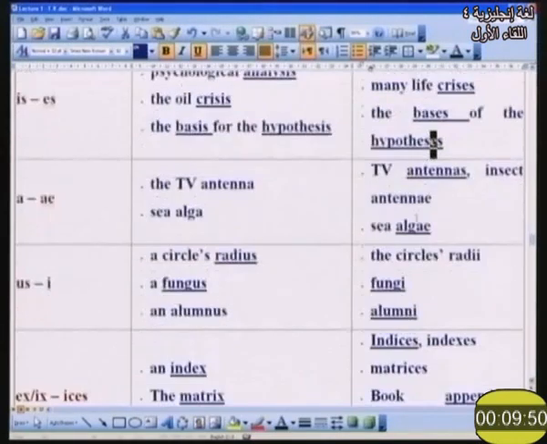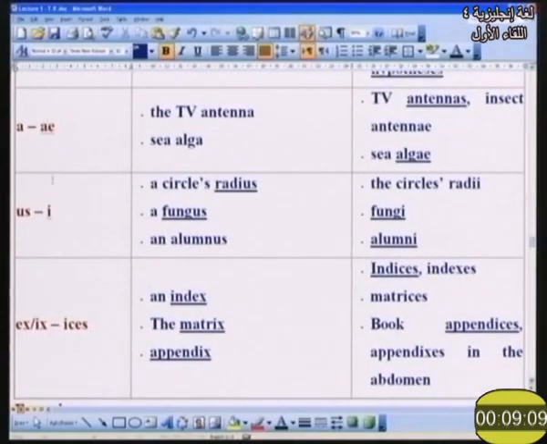And if the noun in Latin ended with an A, the plural becomes, you add an E. Like the TV antenna, the plural is antennae with an E. Although sometimes we say antennas, this is what is called anglicized. It became English, so we have both, antennas or antennae, and both are okay. We have algae, the plural is algae.